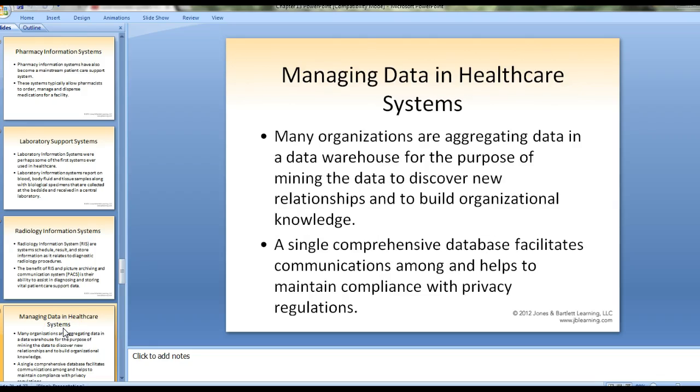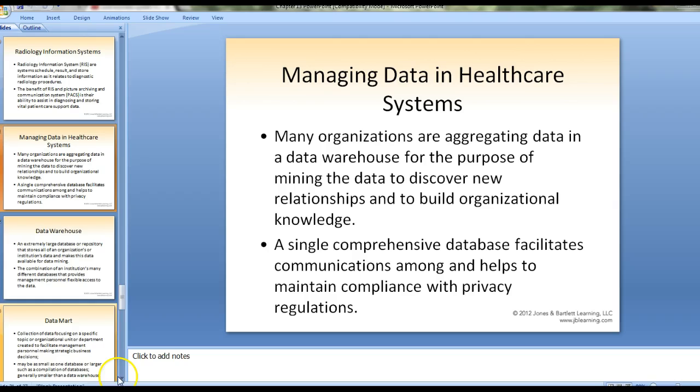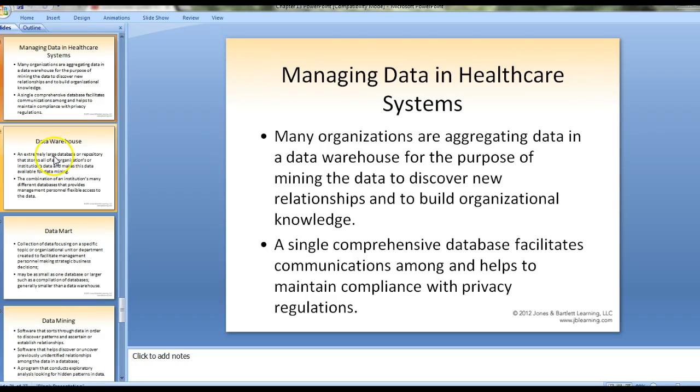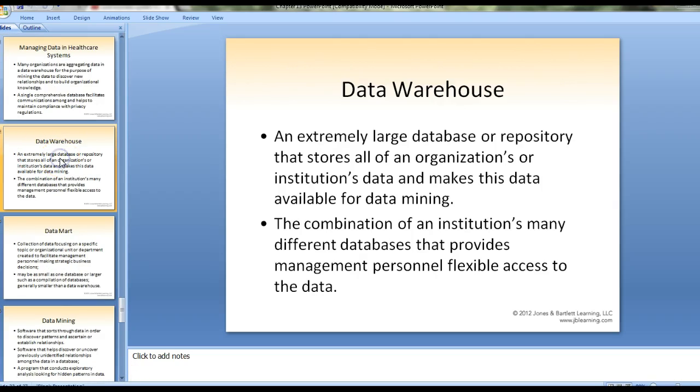So managing data in healthcare systems. Literally, it's a warehouse. We think about those U-Haul storages. Many organizations aggregate data in a warehouse for the purpose of mining the data to look for new trends and new relationships. So a single comprehensive database facilitates communication and helps to maintain compliance with privacy regulation, and it also helps you pull the right data based on search terms so you can look at trends.